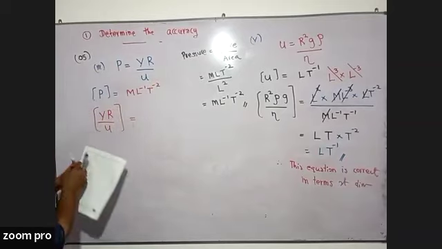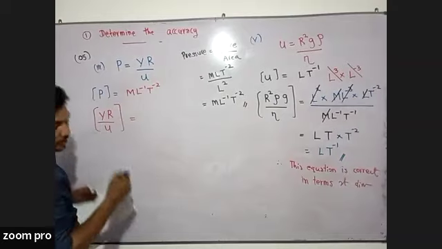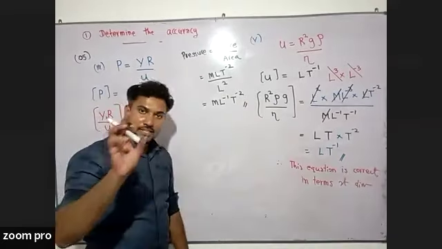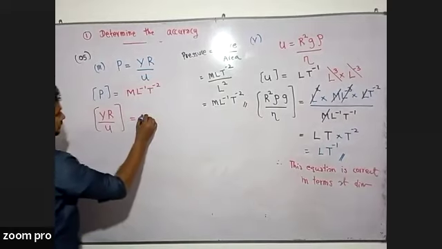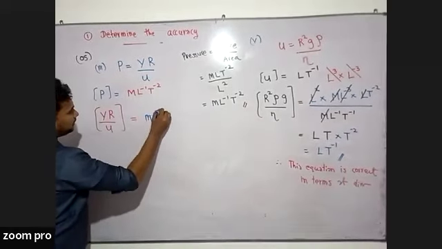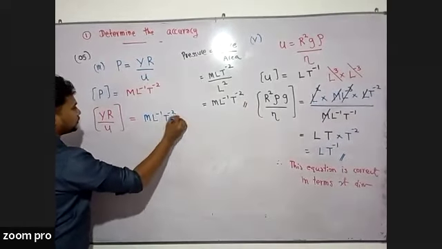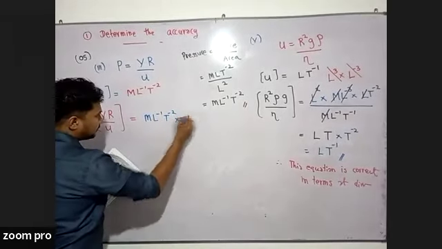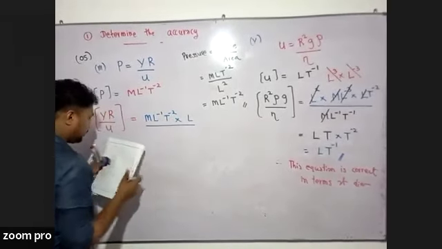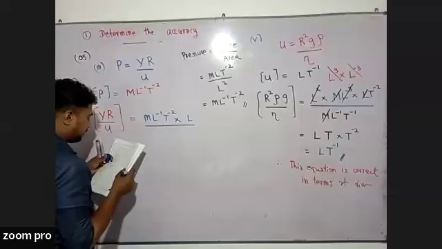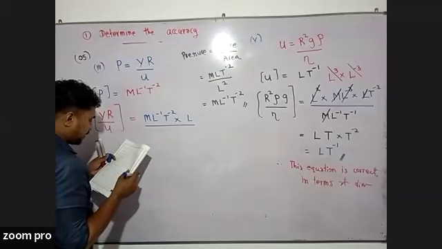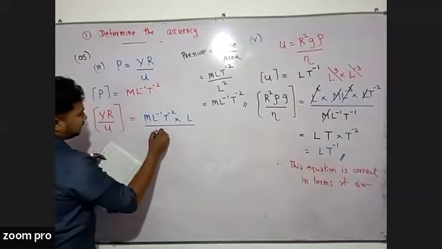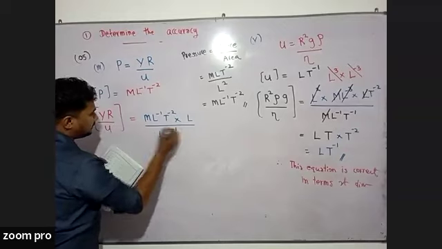Now, Y means Young's modulus. As I mentioned earlier, Young's modulus has the same dimensions as pressure. Then it should be ML^-1 T^-2. R represents the length, so it should be L over U. U means velocity. Then the dimension should be LT^-1.